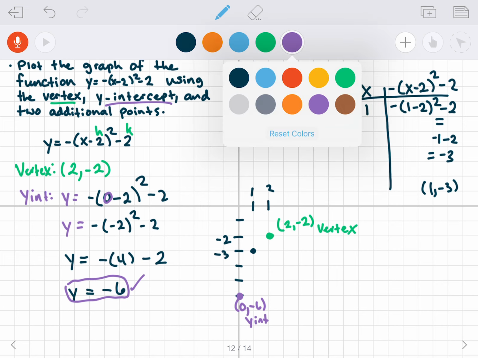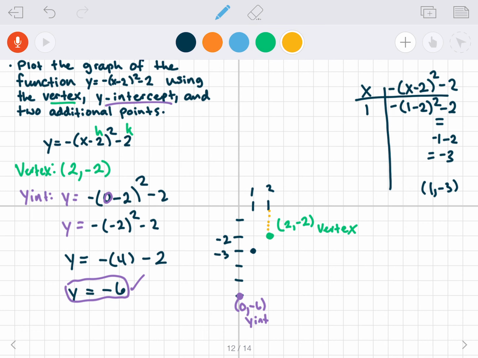Now again, I can use my trick with the line of symmetry that goes through the vertex. So since I already found this point right here, I can simply reflect it over on the opposite side of the vertex to get another point. And so I can connect the dots at this point and get a nice little parabola.